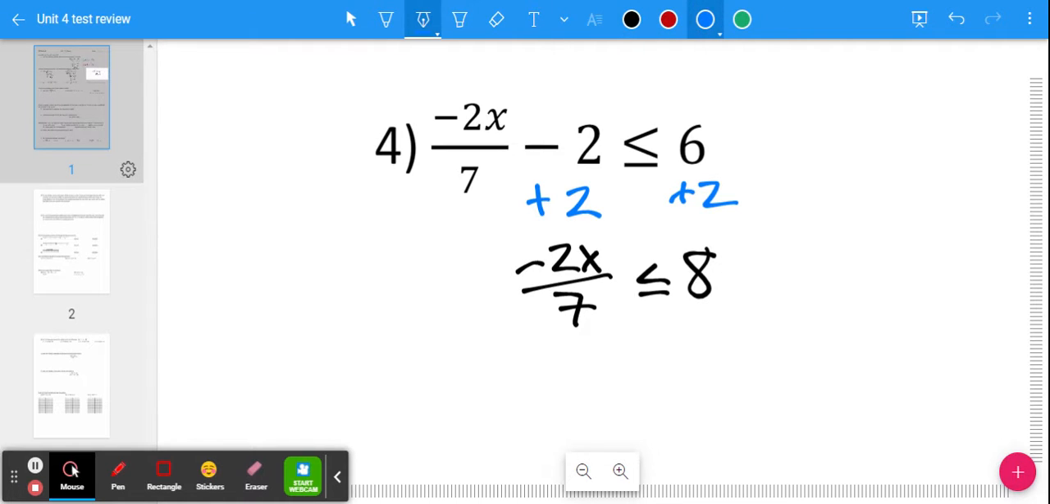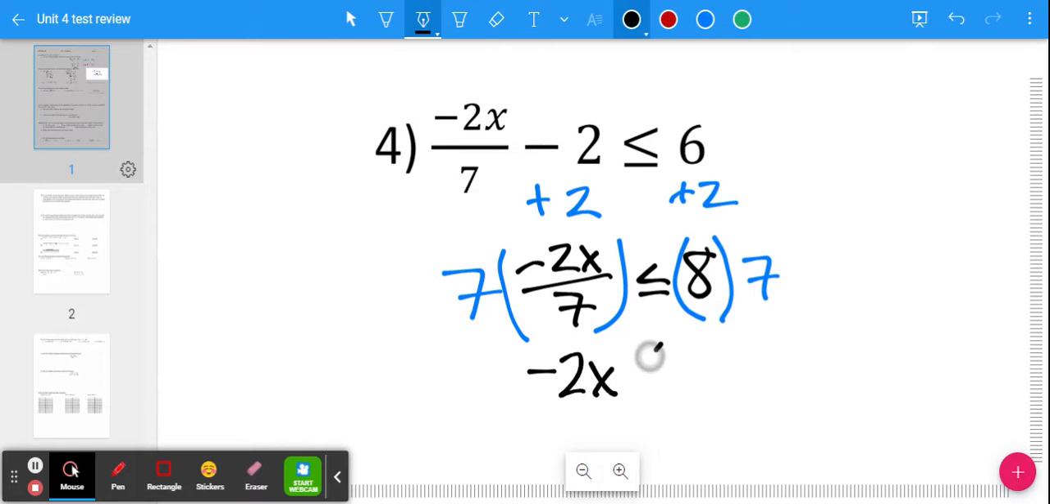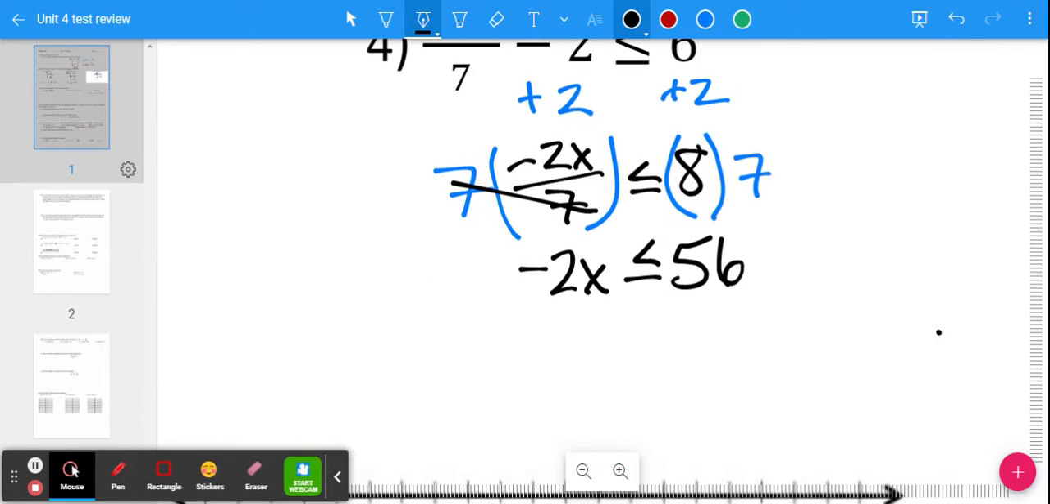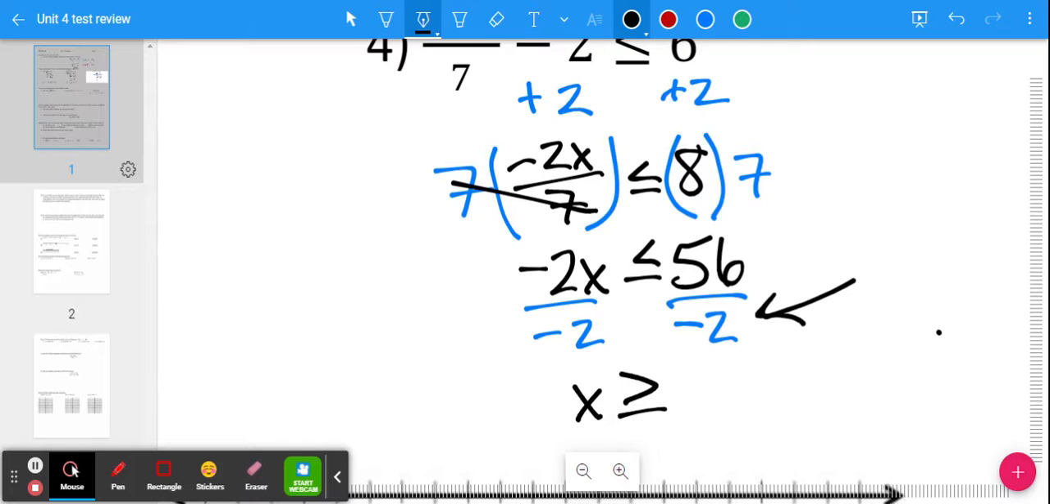So to get rid of the fraction, you multiply both sides by the denominator, and then we're left with negative 2x is less than or equal to 56. Last but not least, divide by the coefficient negative 2, and since we divided by a negative, we flip our inequality to x is greater than or equal to negative 28.